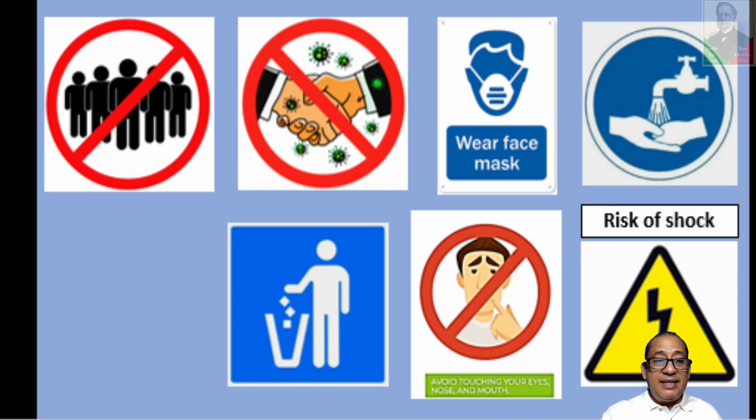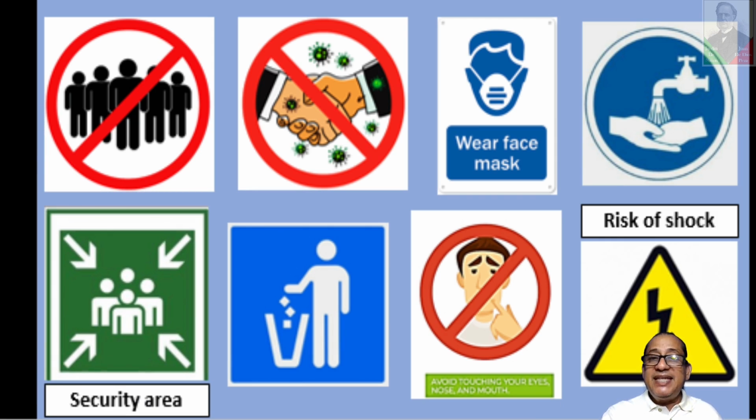What's next? The next is security area. Security area. Do you remember? The security area is the place where we meet when there is a simulacrum. A simulacrum is when we prepare in case of an emergency, an earthquake or fire. Security area es el lugar donde nos reunimos cuando hay un simulacro. ¿Recuerdas los simulacros? Es cuando nos preparamos en caso de una emergencia, ya sea un temblor o un incendio. ¿Ok? Nos reunimos en el área de seguridad.